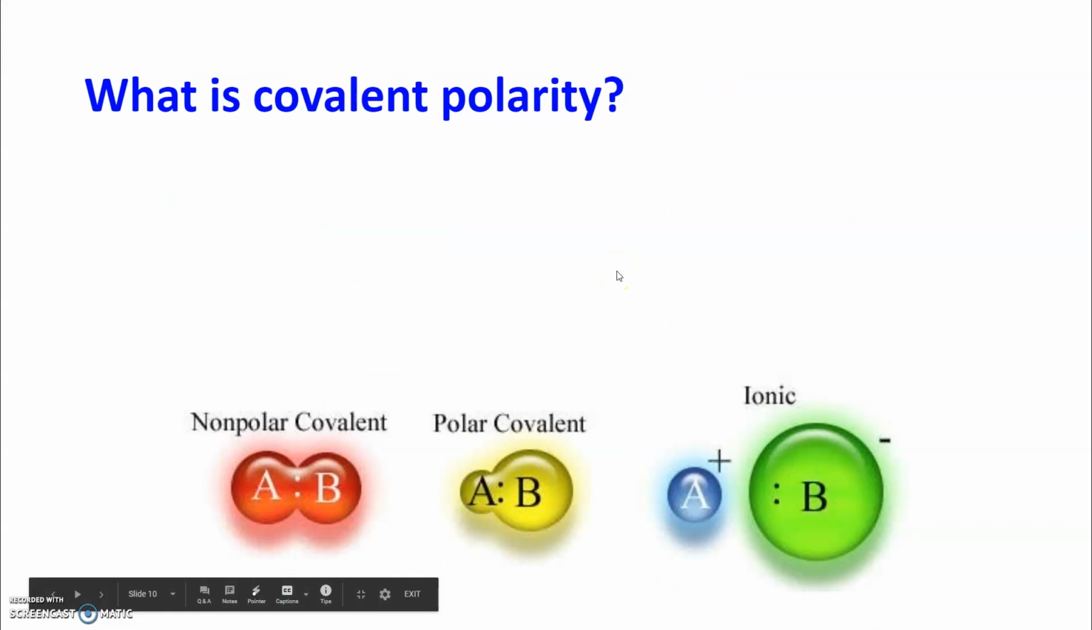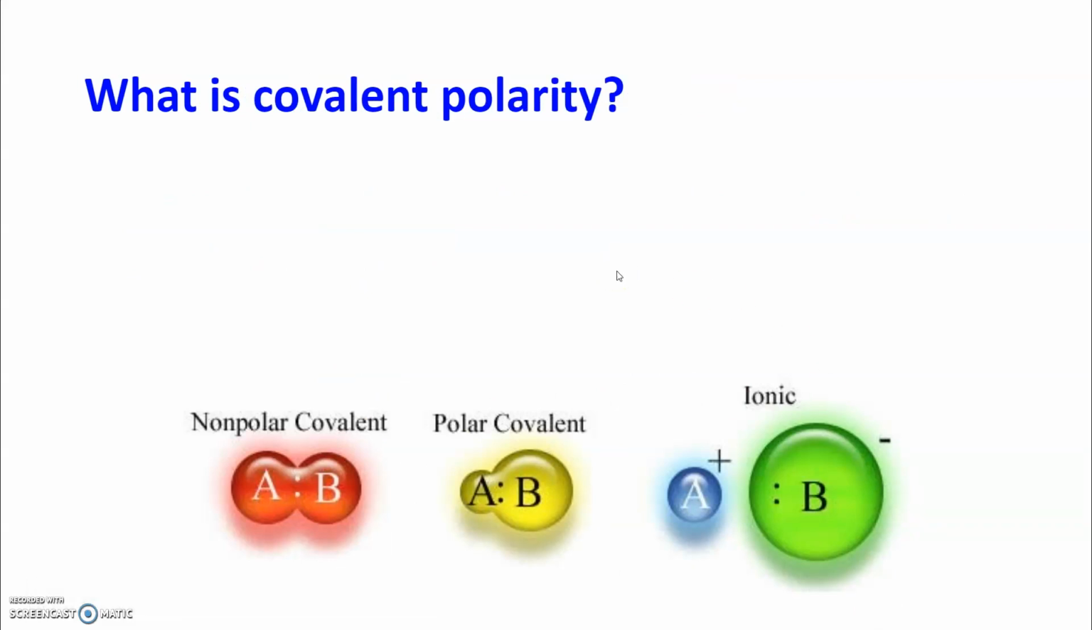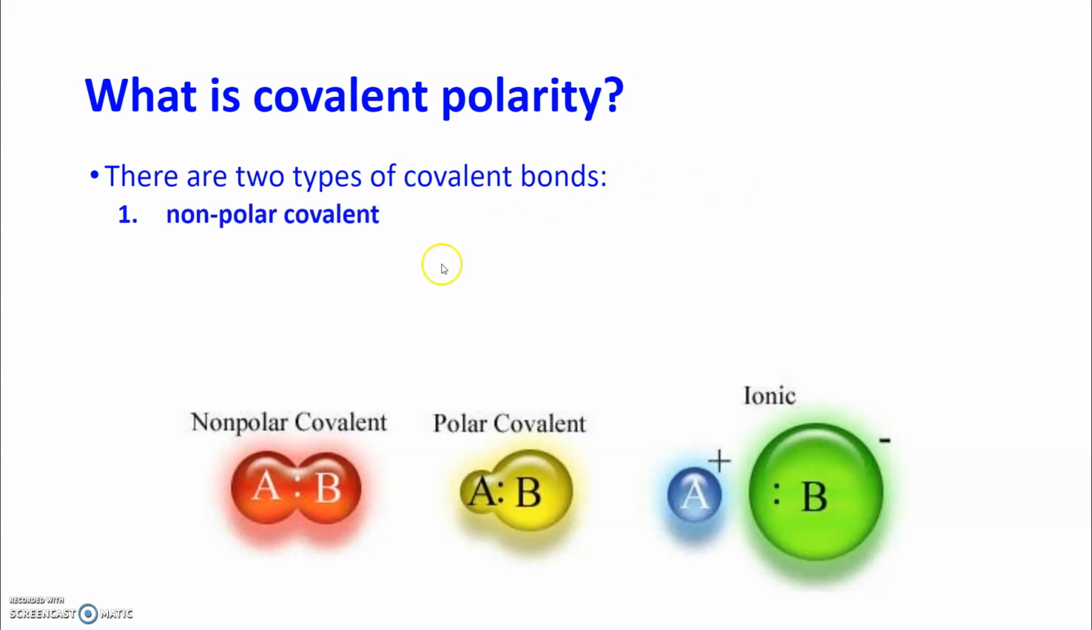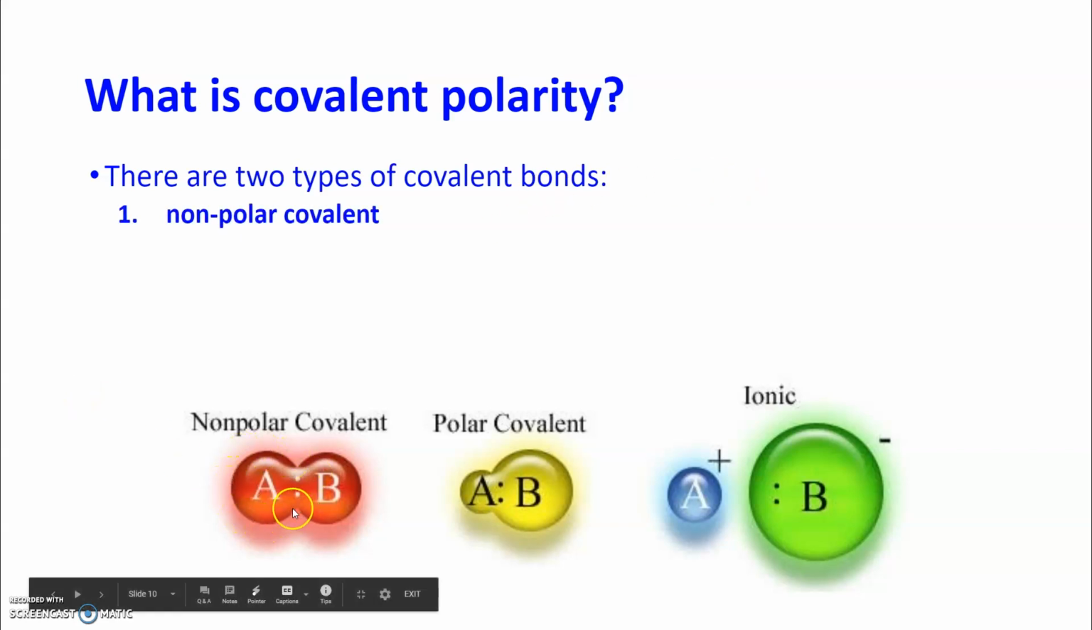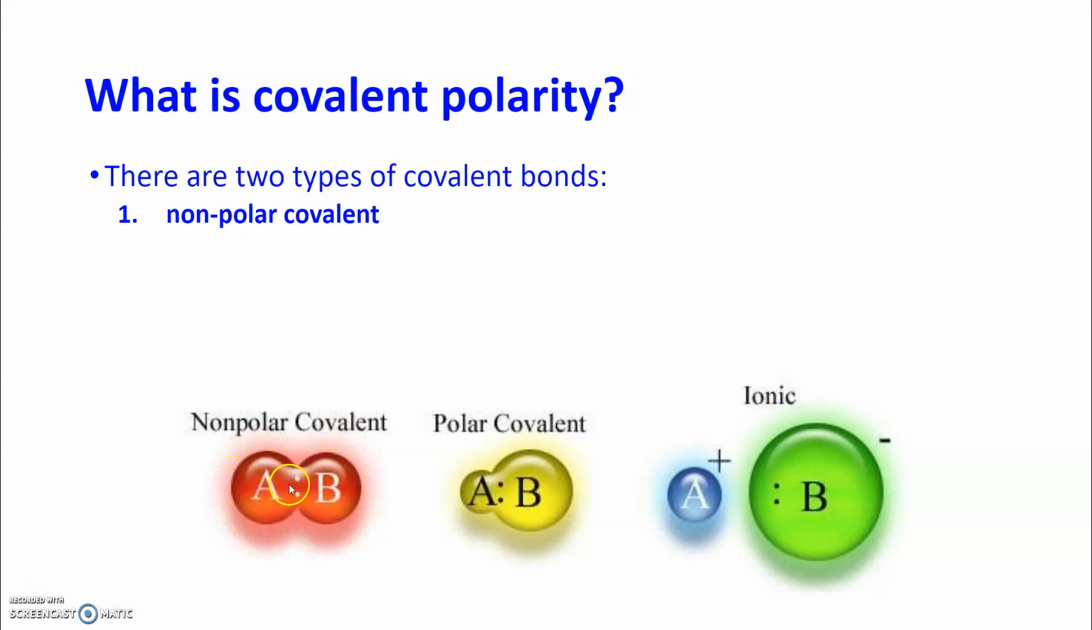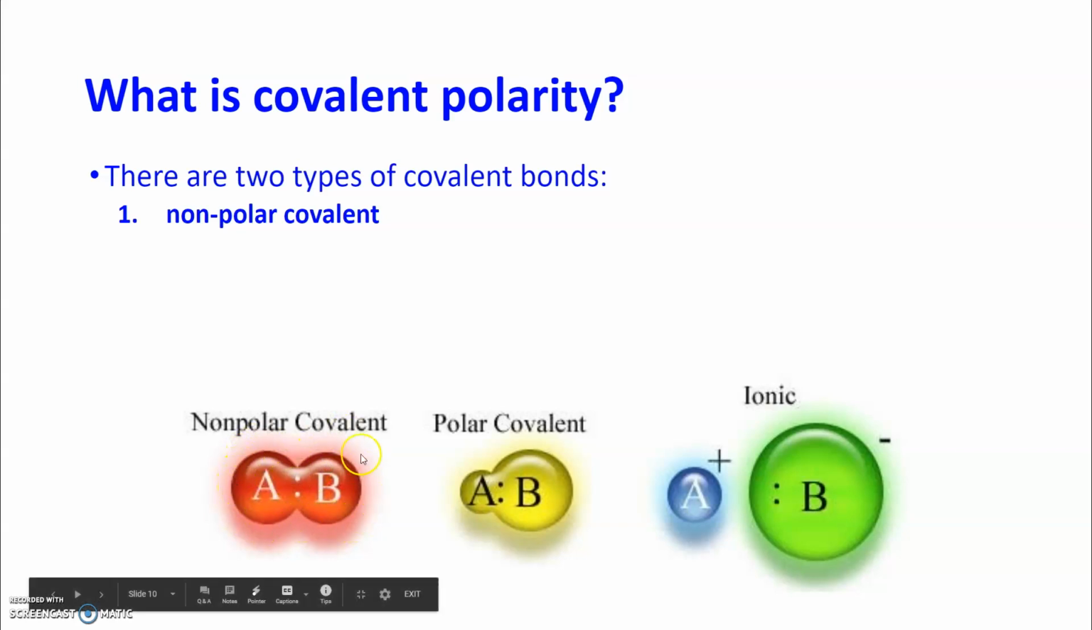The last piece we want to look at is introducing this idea of covalent polarity. So there's 2 types of covalent bonds. Nonpolar covalent, that's shown in red on the far left. You can see that our atoms are sharing a pair of electrons and they're sharing very equally. They both have the same size electron cloud.